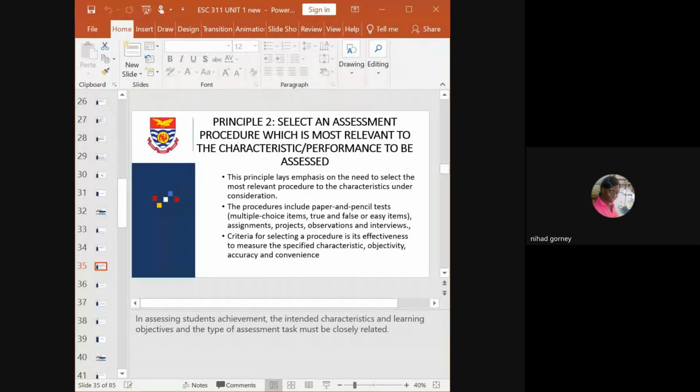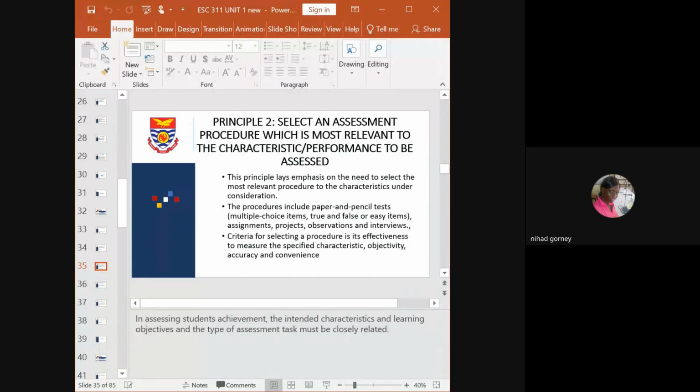As I said, even if we are using paper and pencil tests, sometimes you have to decide, am I going to use multiple choice, true or false, or essay type? Should I use project or assignment, interviews, or observations? Now, the criteria for selecting a procedure is to look at how effective it is going to help you to measure the specific characteristic that you want, how it's going to give you an objective assessment score, and how accurate and convenient that procedure will be for you and the students when you are assessing.